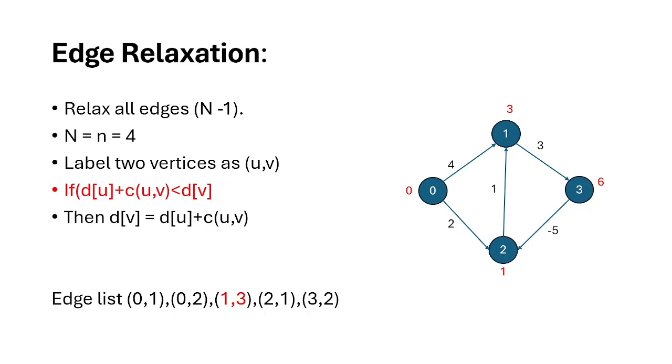2 and 1, so 1 plus 1 equals 2, which is less than 3, so we will change that. And then 3 and 2, so 6 minus 1 equals 1, so 1 is not less than 2, so we will not change.